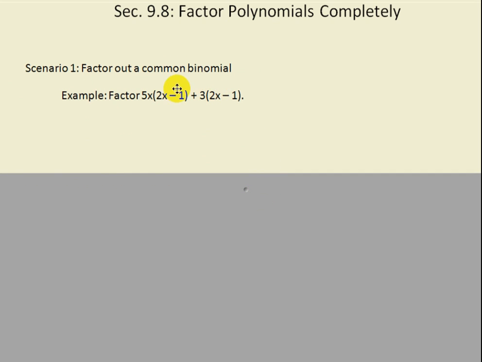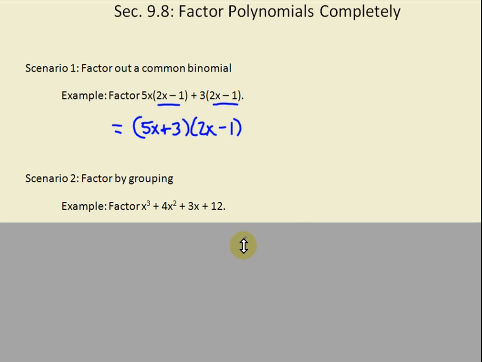So here's one scenario where we have a binomial that shows up twice. We have 2x minus 1 and 2x minus 1. So we're going to factor that out. And what we're going to say is that if we have 5x times that binomial plus 3 times that binomial, we can write this as 5x plus 3 in parentheses times that binomial, 2x minus 1. So now notice that instead of having one product added to a second product, we now just have one product. This is going to help us out when we go to solve equations.